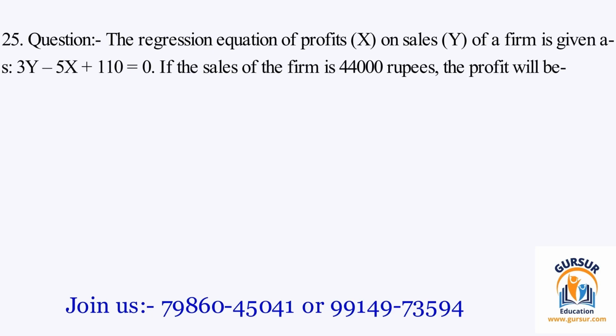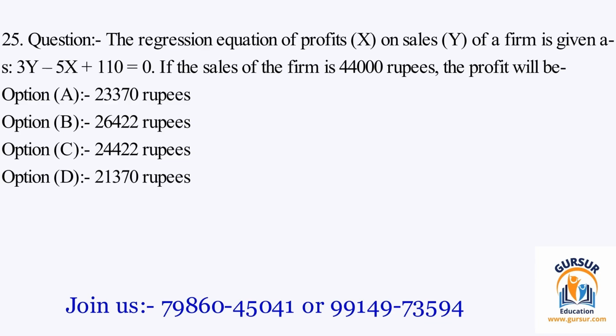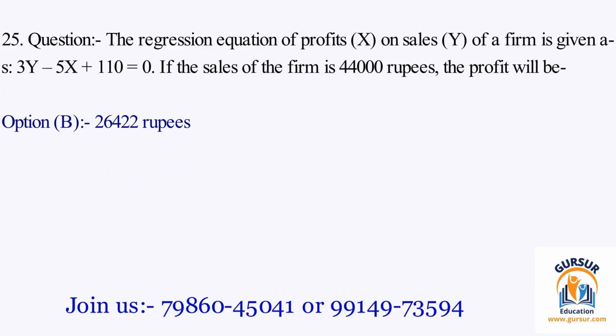Question number 25. The regression equation of profits X on sales Y of a firm is given as 3y - 5x + 110 = 0. If the sales of the firm is 44,000 rupees, the profit will be: option A is 23,370 rupees, option B is 26,422 rupees, option C is 24,422 rupees, option D is 21,370 rupees. The right answer of the question is option B, and that is 26,422 rupees.